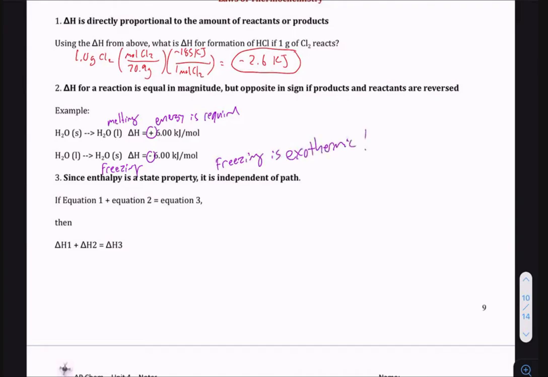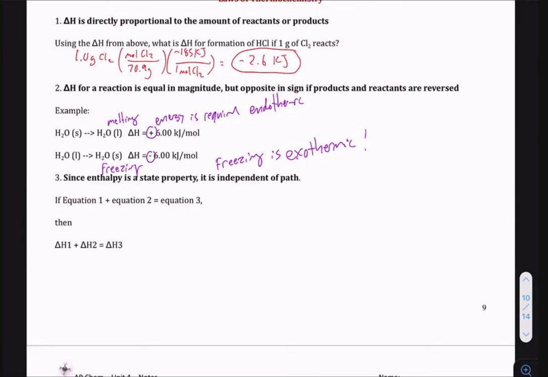Freezing is an exothermic process. It's kind of weird to think about, right? But from the perspective of the system, or the perspective of the reactants and products, energy is going to be released if it's freezing, because all of its molecules, its molecular motion, is slowing down, right? Whereas melting is endothermic. That one's easier to picture, right? You know it takes energy to melt something.